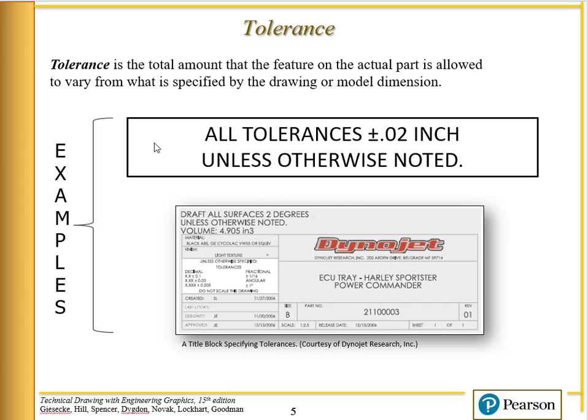So in this one, the tolerances are specified with a single note that says all tolerances are plus or minus 0.02 inch unless otherwise specified. And then here is what they call a block tolerance. Okay, that's a note on your drawing format or your title block that specifies what the tolerances are, if the tolerances aren't stated on the drawing.